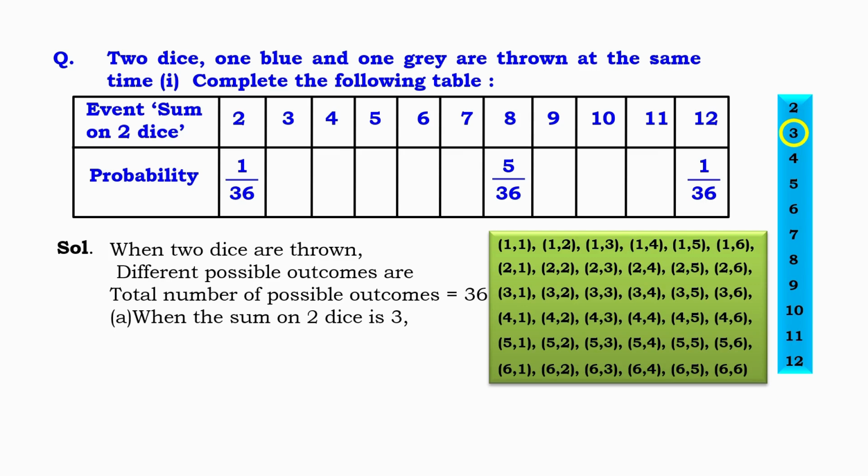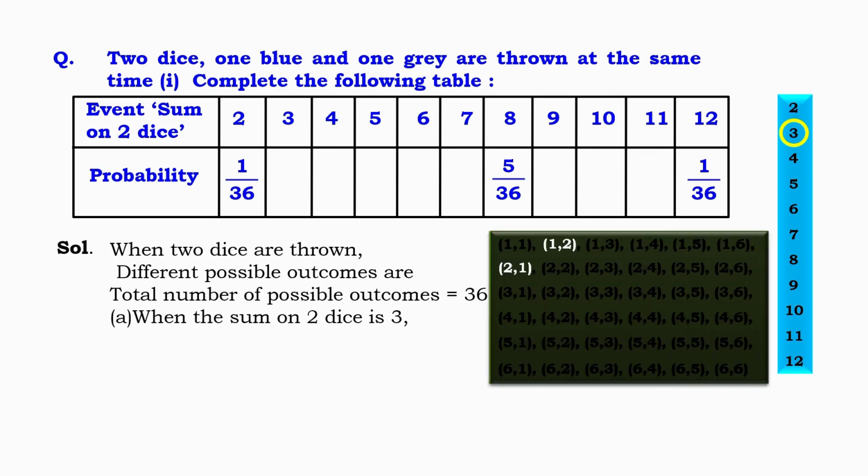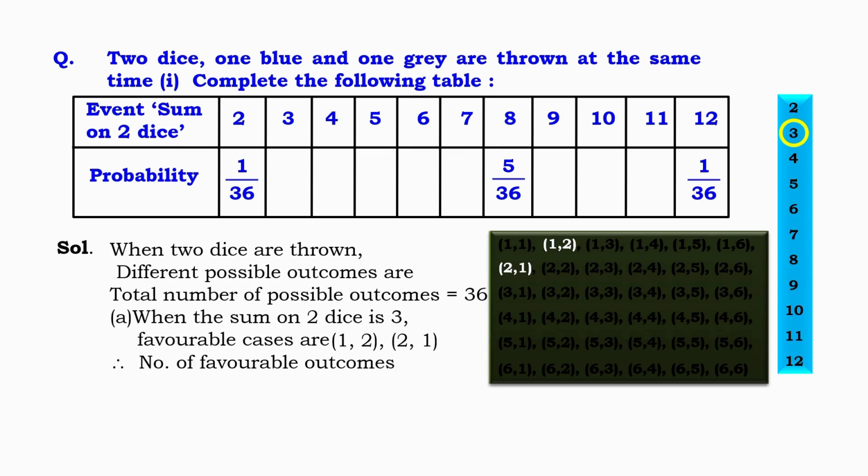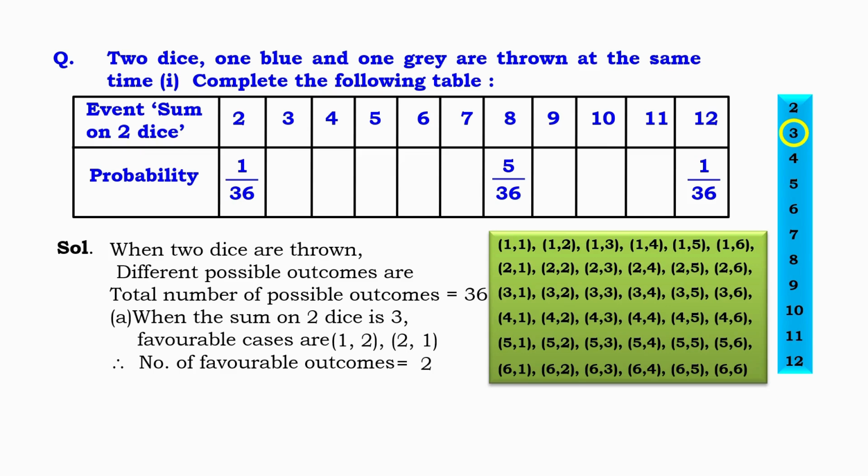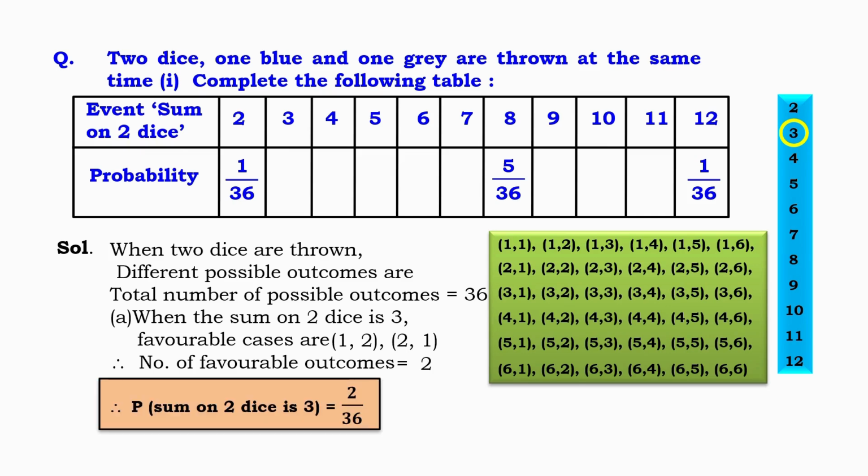So now, when the sum on two dice is 3, what are the different combinations? It can be 1, 2, that is 1 plus 2, and 2, 1, that is 2 plus 1, which gives you 3. So the favorable cases are 1 2 and 2 1. So the number of favorable outcomes is 2 over here. So the probability of the sum on two dice being 3 is equal to 2 by 36. If we simplify, that will be 1 by 18.